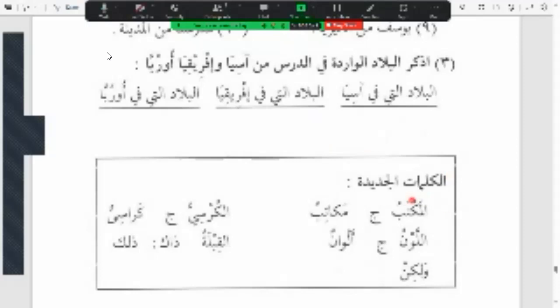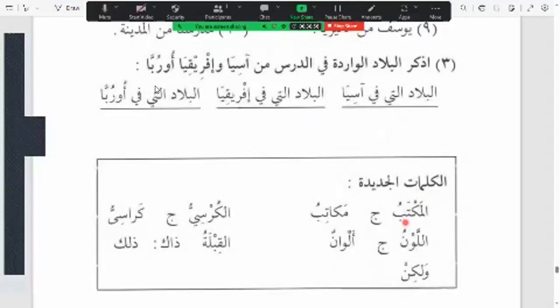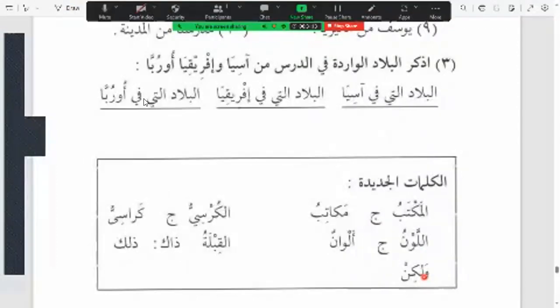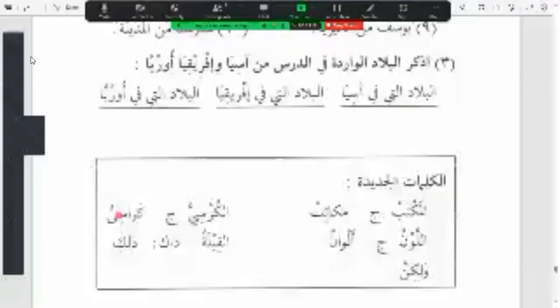Right, let's look at Kalimat Jadid as we complete this lesson. Al-Maktab is the desk. Makatib is the plural. Alwan, colors. Lakin, this is but. Say lakin. Al-Kurusiyu is the chair. Karasiyu is chairs. Al-Qibla, the Kaaba. Daka is the same as Dalika.